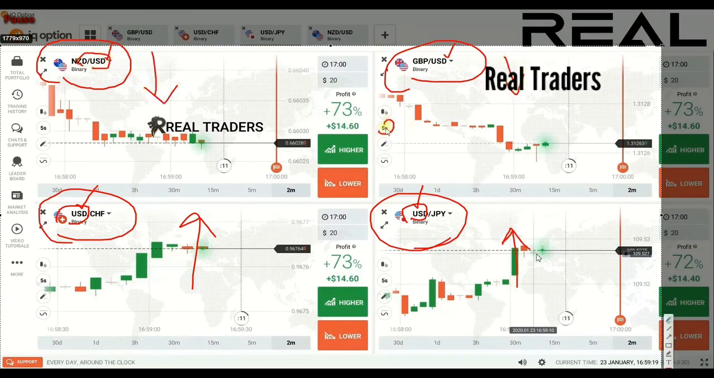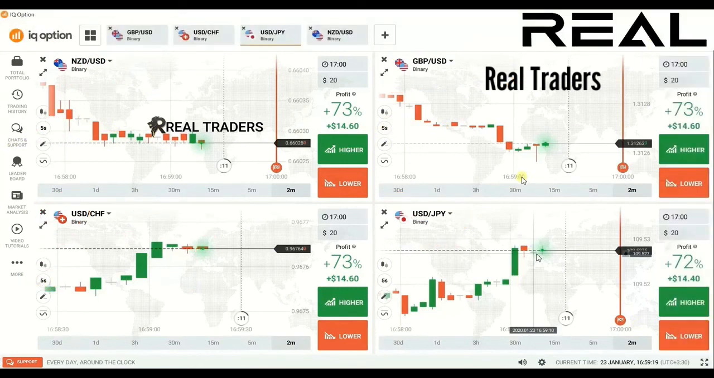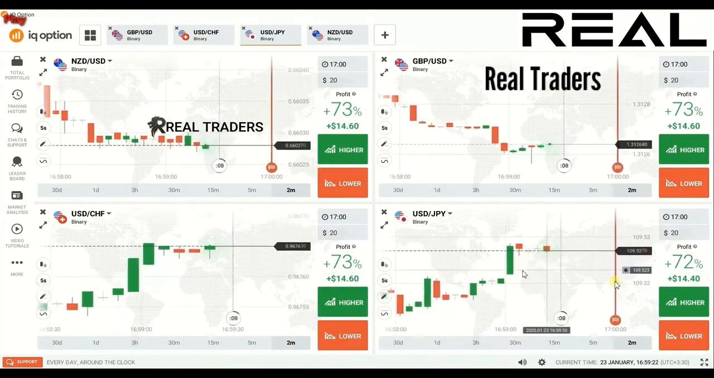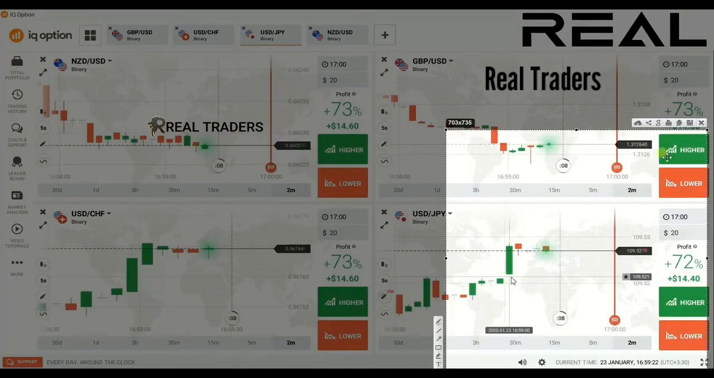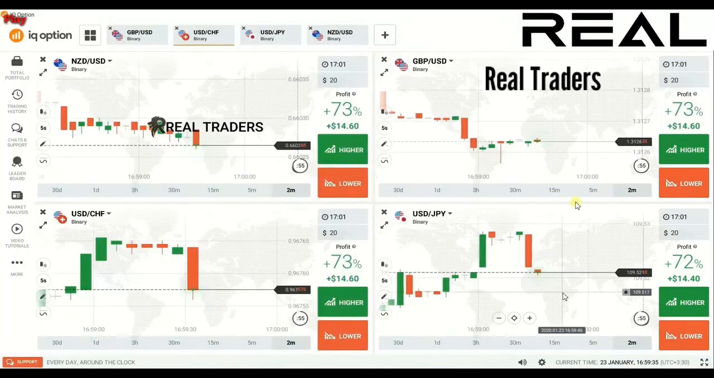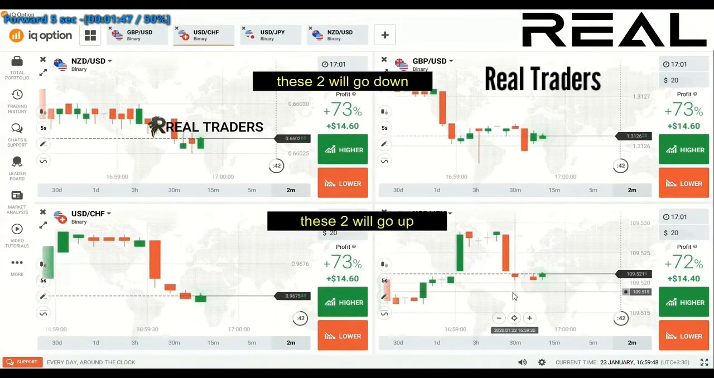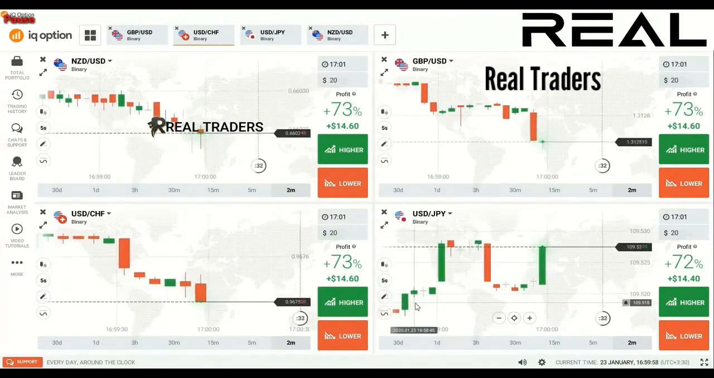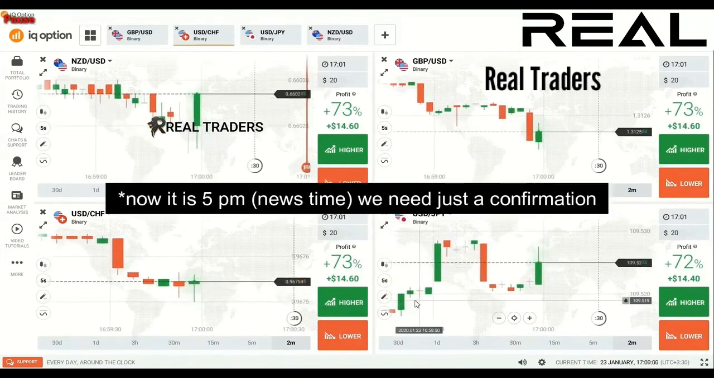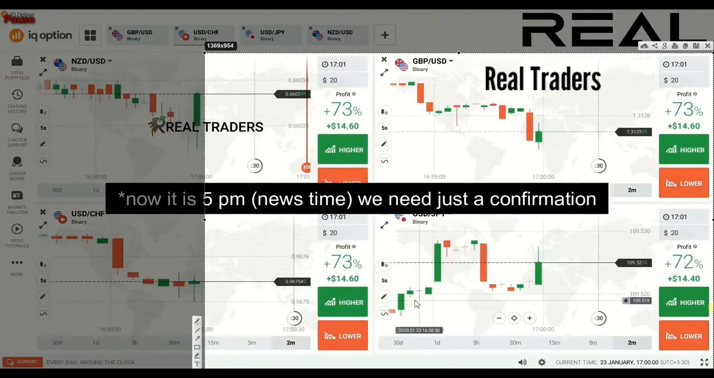Here we must open the 5-second chart. You can see here it is a 5-second chart, and we must wait for a confirmation when we reach the news. The news was at 5 p.m., and you can see we still have some time, so we will wait for exactly 5 p.m. Now it is exactly the news time.